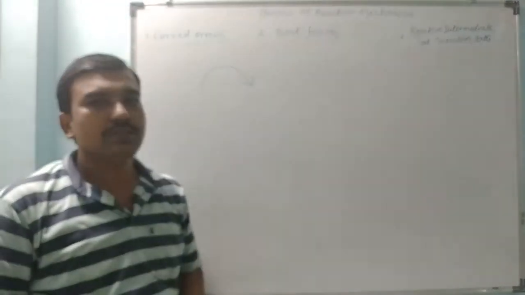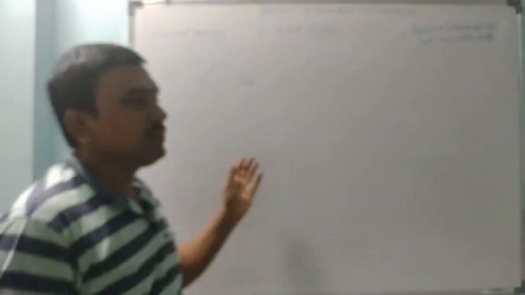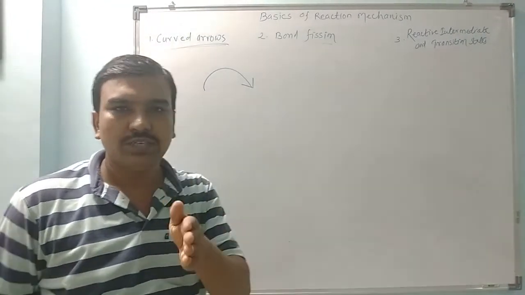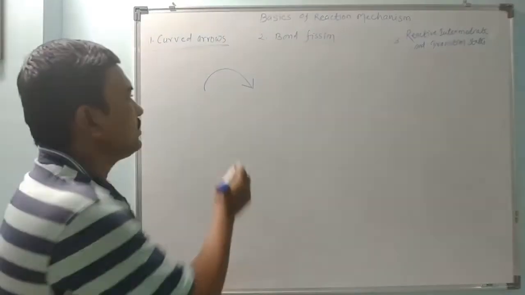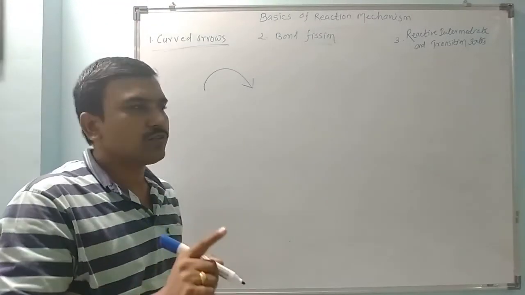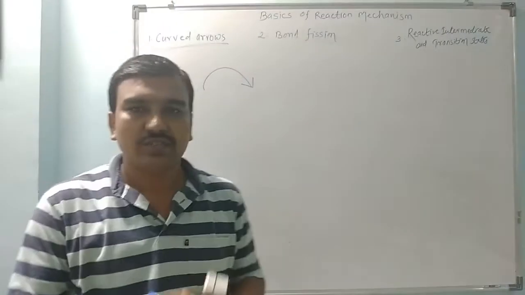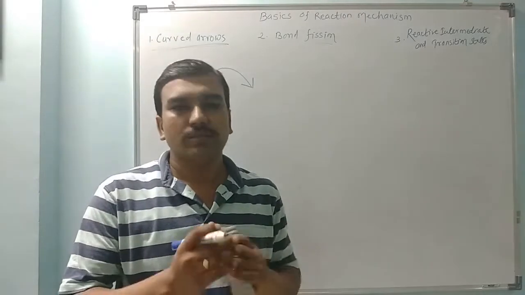In the reaction mechanism, we need to show arrows to represent the bond movement or shifting from one place to another place. So here this curved arrow is indicating transfer or flow of an electron pair from one place to another place. This electron pair can be shifted between the atoms or it can be shifted between the bonds.